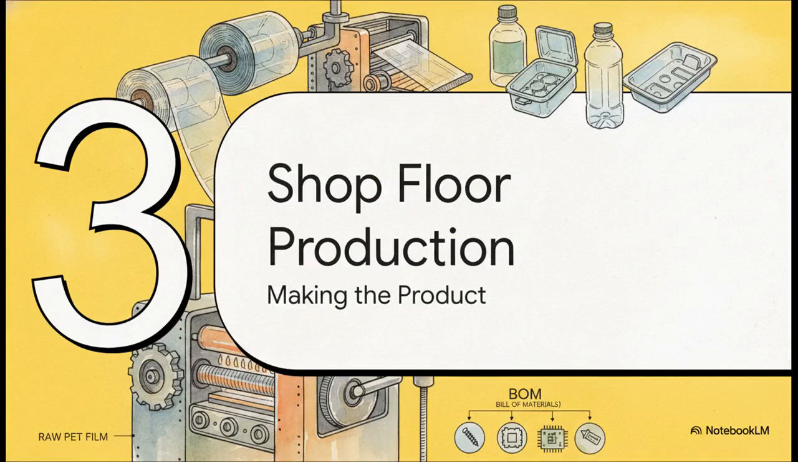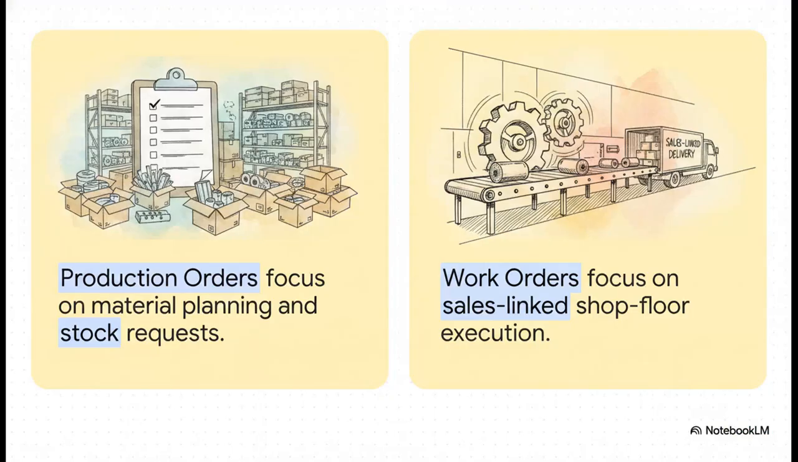All right, stepping onto the production floor now for Section 3, shop floor production execution. Time to actually make the product. Now, before we fire up the machines, we really need to clarify a pretty nuanced choice in the system. ManuFlow actually gives you two paths here, production orders and work orders.